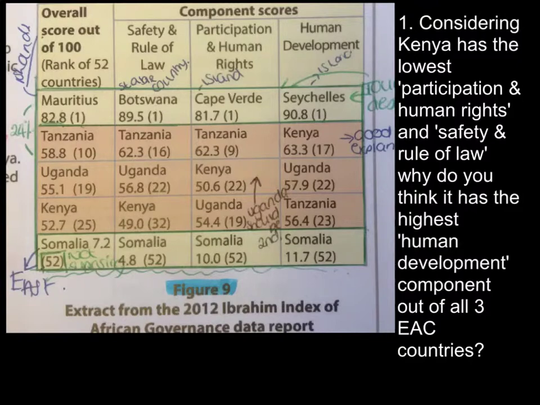The EAC countries which we are looking at, so Tanzania, Uganda and Kenya, are in the mid part of the table. They are all very significant, especially when it comes to Kenya having the highest human development, however with Tanzania being the top of safety, rule of law and human participation. We would expect that with Kenya being such a tourist destination up until the last couple of years, it would be at the top and not have the lowest score out of all 3 countries.